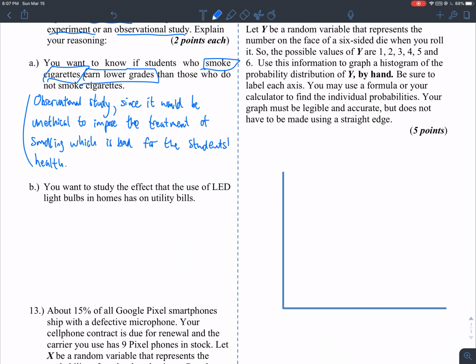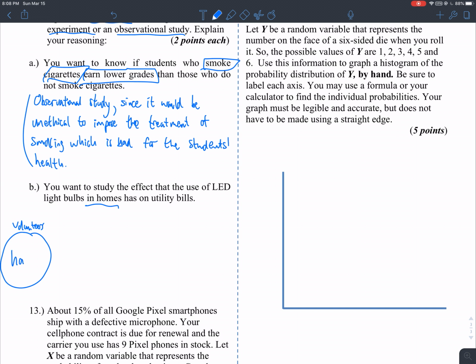You want to study the effect that the use of LED light bulbs has on utility bills. Well, this is not necessarily an ethics issue, not bad for anybody. I can get volunteers. Hey, who wants to test these new lights? Hey, who wants to just be part of my experiment and maybe not get new lights and see what happens? Okay, fine. So I'm not hurting anybody by not giving them an LED. Everything stays the same. So I think what you can do here is homes. You get people to volunteer their homes.